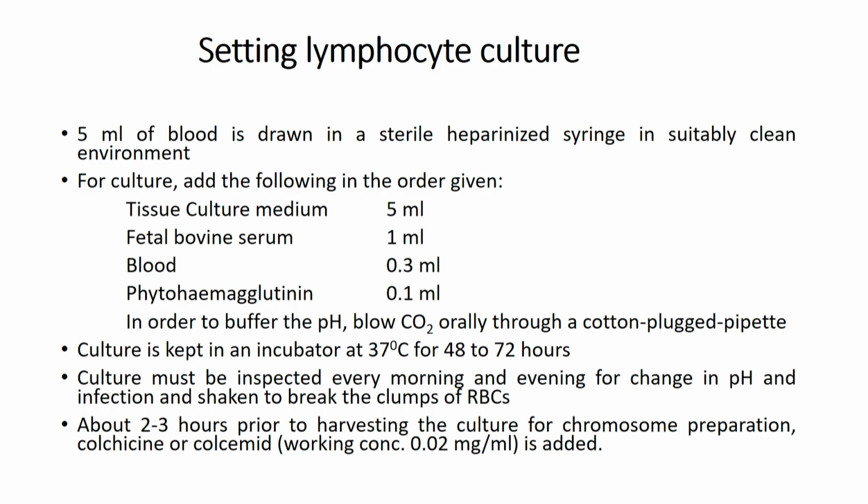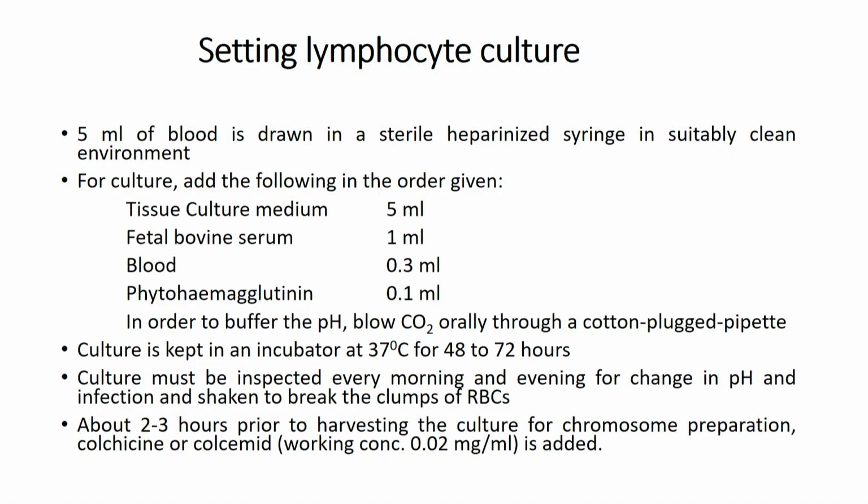In that, we have to add 0.3 ml of blood. Another thing we need is phytohemagglutinin. What is phytohemagglutinin? This serves as an antigen, and this is from plant source. This serves as an antigen. So this triggers the lymphocyte to divide. That is why we are placing phytohemagglutinin 0.1 ml.